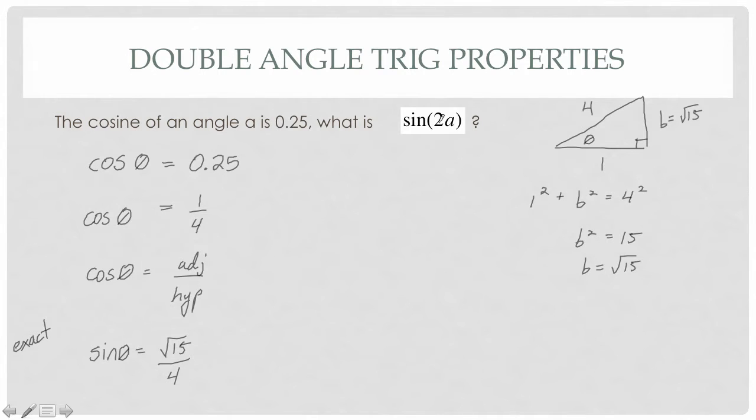What is the sine of twice that angle? So now I've got to write all this stuff down. I'm going to write down sine of an angle is square root of 15 over 4.